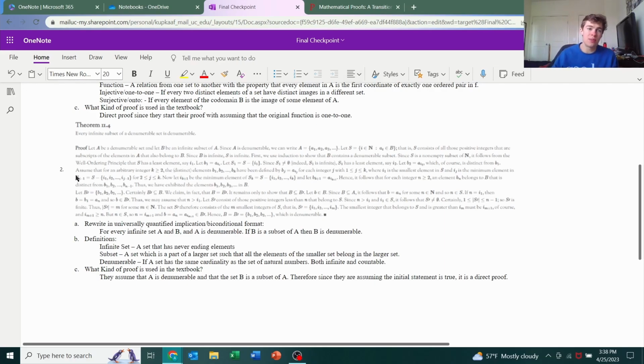So if we look at this example here and the proof that it starts with, since it assumes that A is denumerable and B is an infinite set, therefore it's assuming that the initial statement is true and therefore it's another direct proof.